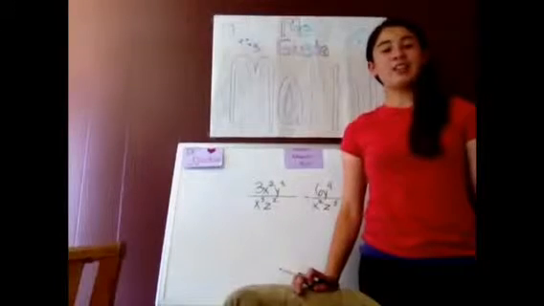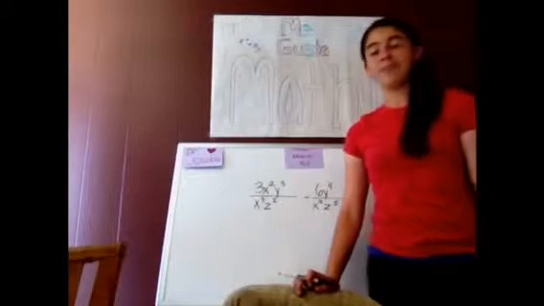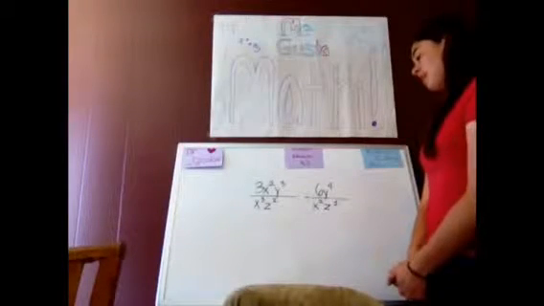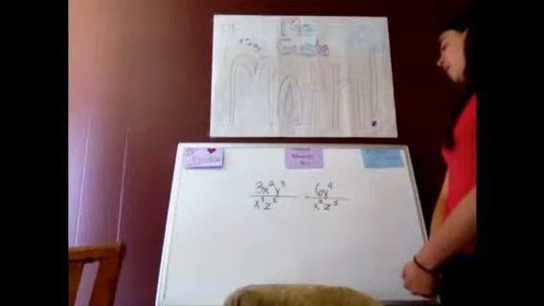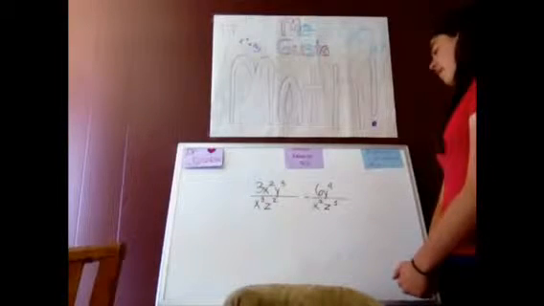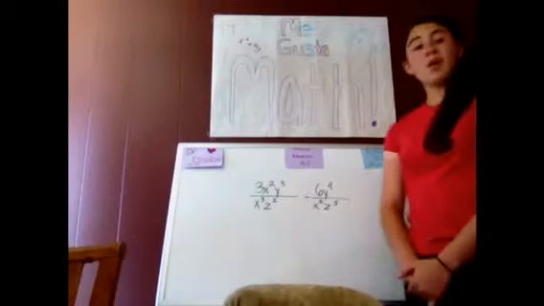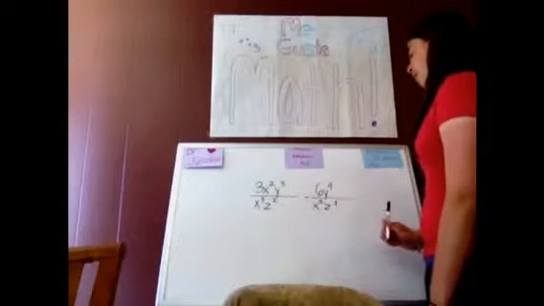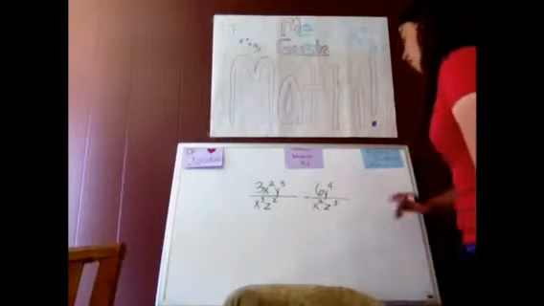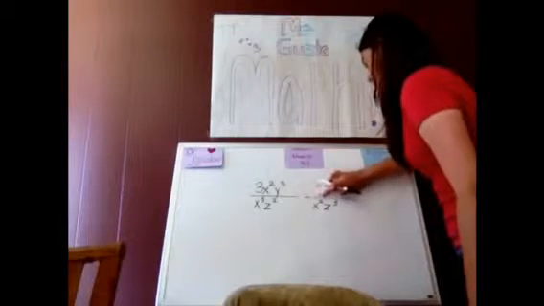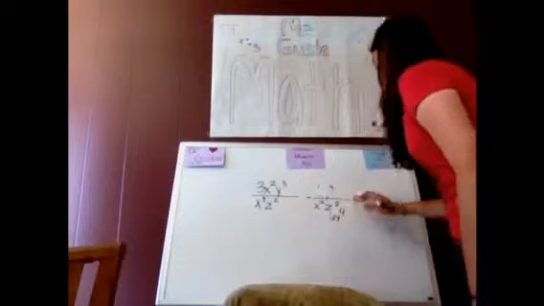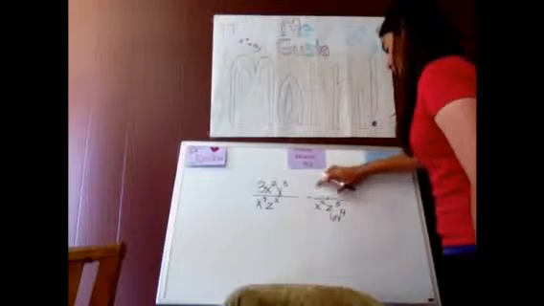Now we're going to try another example, except this time we'll be dividing. We have 3x squared y cubed over x cubed z to the second, divided by 6y to the fourth over x squared z to the fifth. What do we do first? Well, we remember that when we're dividing, we multiply by the reciprocal, which means we switch these two around. So 6y to the fourth goes on the bottom, and x squared z to the fifth goes on the top.